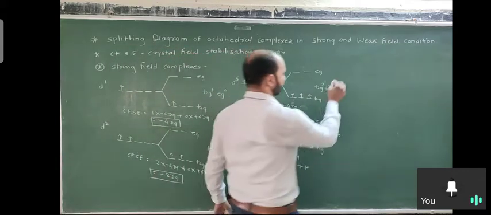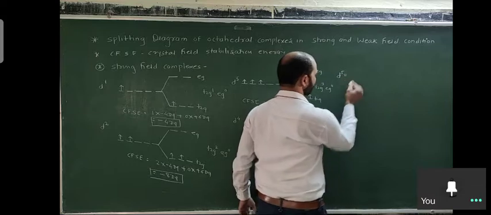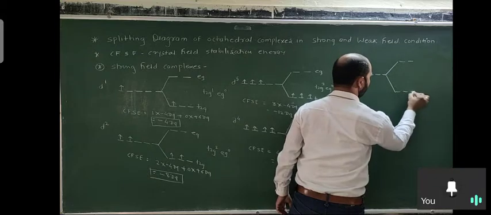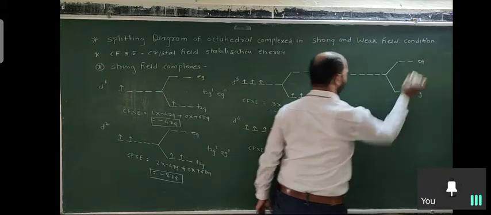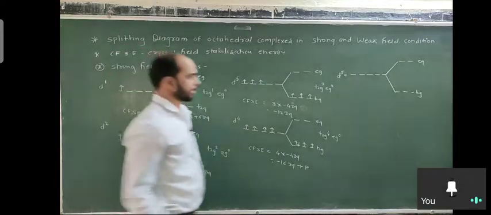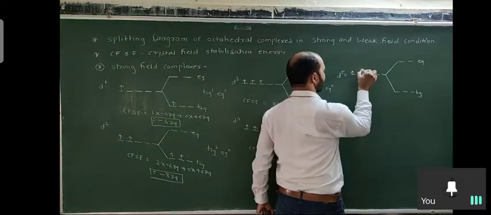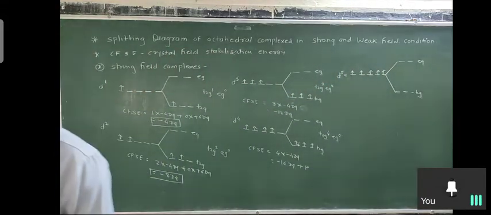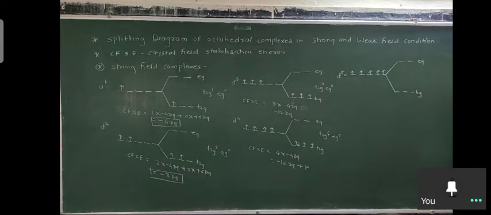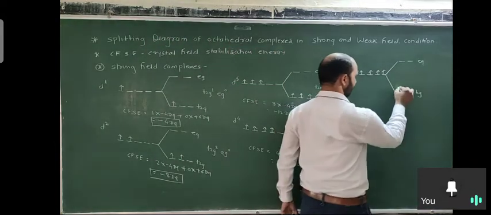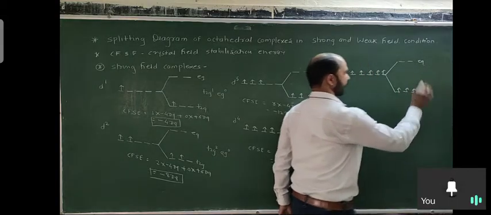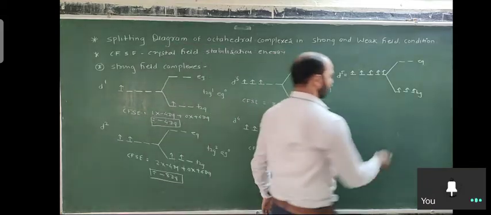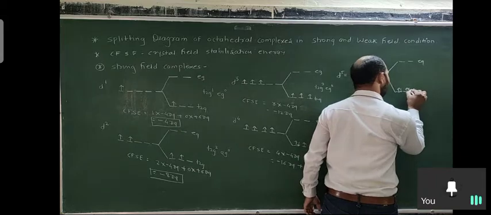For d5, 1, 2, 3, 4, 5, t2g, eg. What is the system? d5 system. If there is a d5 system, you mention 5 electrons here. Okay, the condition is strong. First 3 enter here, 1, 2, 3. Strong field condition means pairing energy is less than 10 Dq, so pair up the electrons. Fourth one is here, fifth one is here.